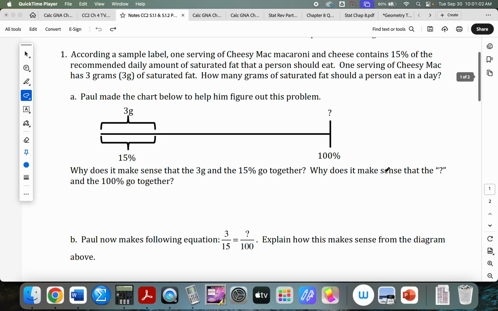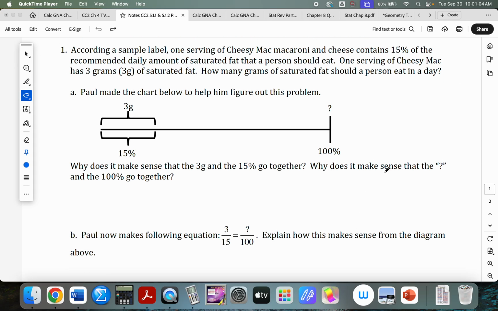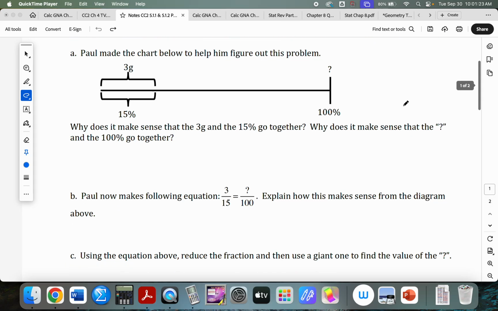So according to a sample label, 1 serving of Cheesy Mac macaroni and cheese contains 15% of the daily recommended amount of saturated fat that a person should eat. 1 serving of Cheesy Mac contains 3 grams of saturated fat. How many grams of saturated fat should a person eat in a day? All right, so let's take a look at this.